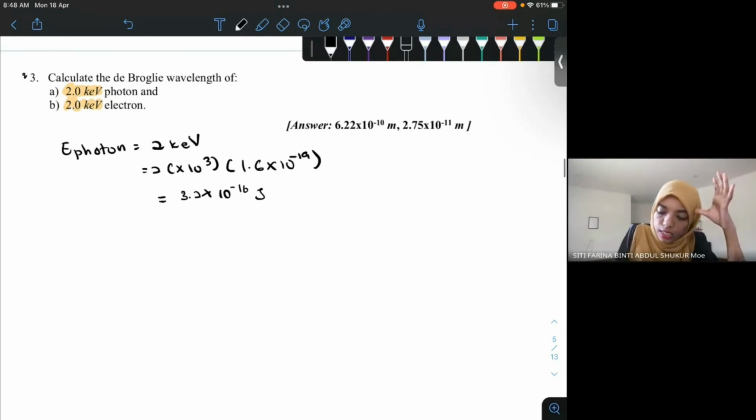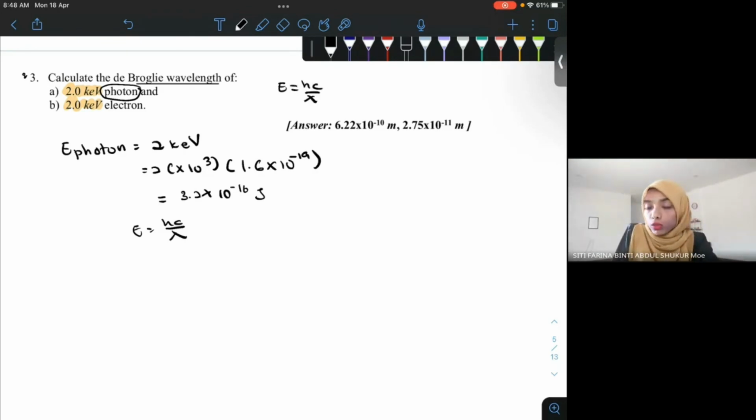Okay, kita nak cari lambda. Okay, apa kaitan energy of photon dengan lambda? E is equals to hc over lambda. So you have to remember every time kita cakap pasal photon, awak kena relate dengan energy of photon ataupun anything related to the photon lah. E hc over lambda ataupun E is equals to hf. Sebab ini adalah energy khas untuk photon.